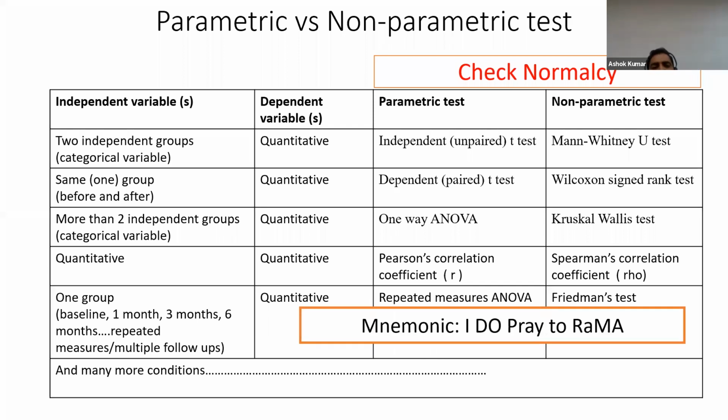So this is a mnemonic for parametric tests: I do pray to Rama. I, that is the dependent t-test. D, independent t-test. D, dependent t-test. O, one-way ANOVA. P, that is the Pearson correlation coefficient. And Rama, that is repeated measures ANOVA. So this is a mnemonic for how to remember these. I do pray to Rama.